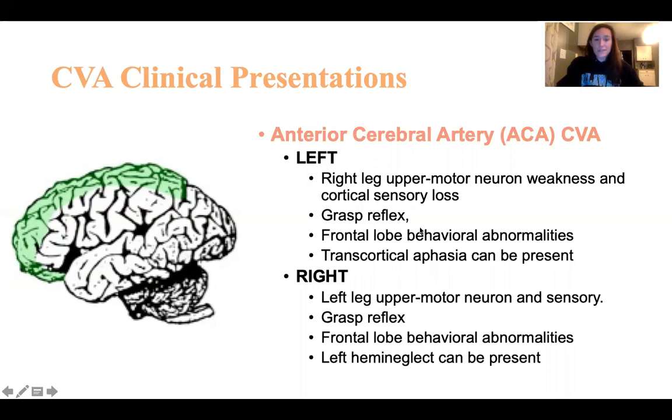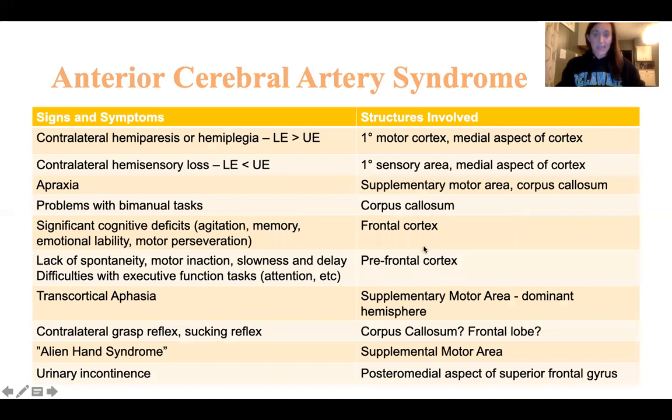Some minor differences between left and right, but it actually doesn't tend to differ. There's not a lot of distinguishing differences left versus right other than contralateral sides for the most part with our ACAs. This is some additional things you will see with ACAs. I also added, sometimes we don't fully get why we see certain things, so if there's a question mark, that's why. But here are the common things that we could see with ACAs and the structures that are involved with it. Okay.